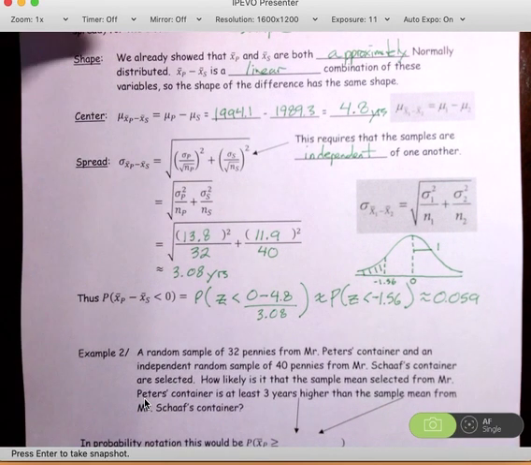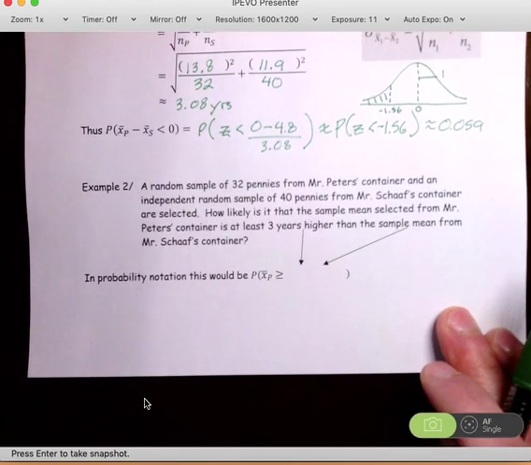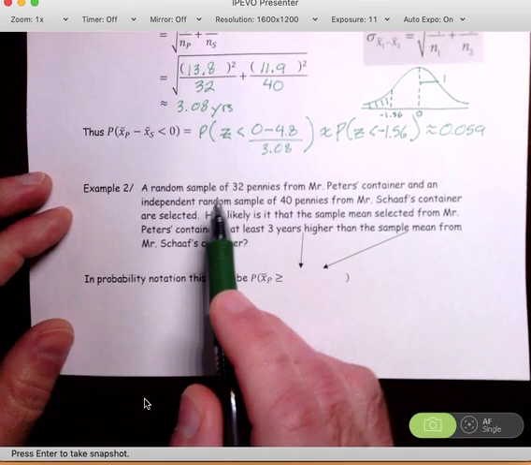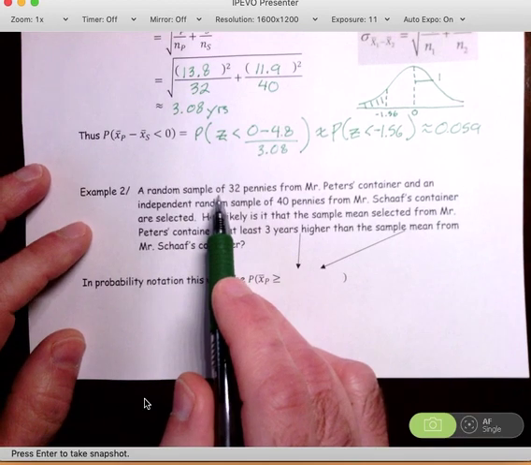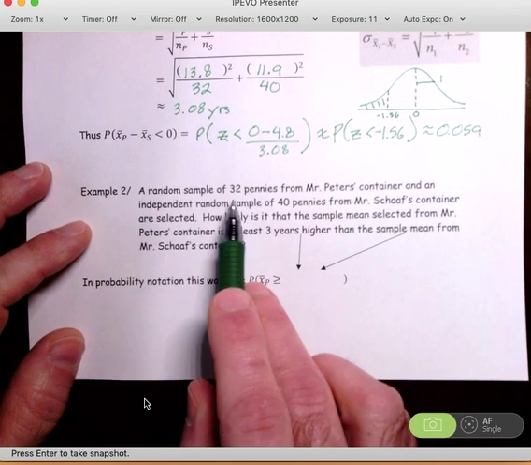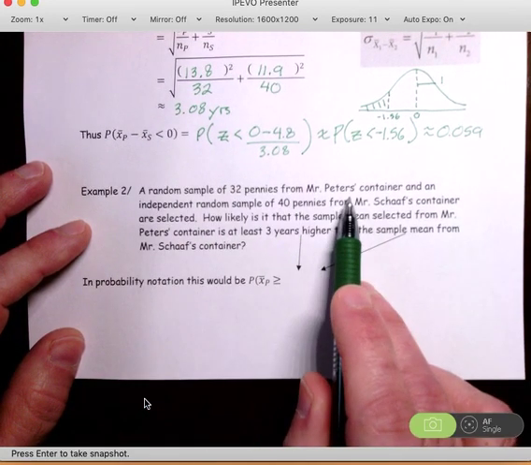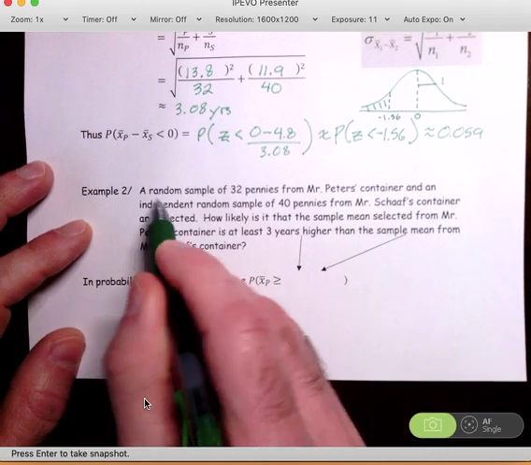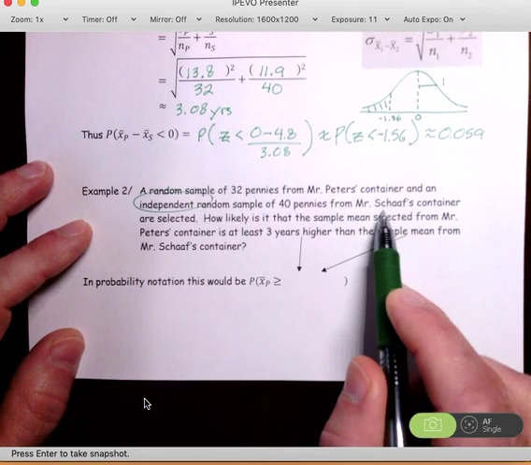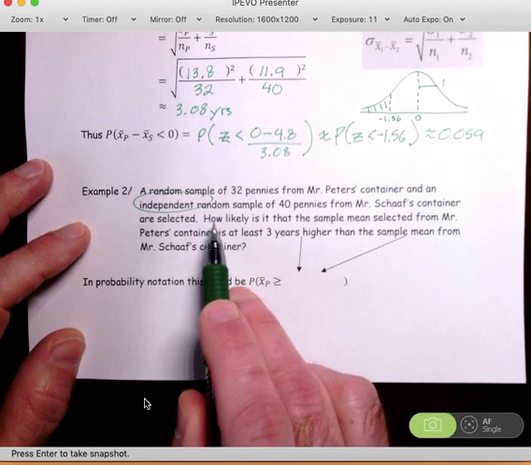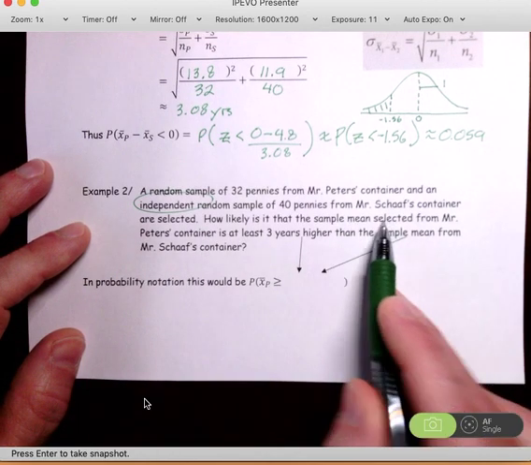So let's calculate just for the sake of practice. Let's try one more. So again, we'll keep the same sample sizes so we can use the same standard deviation. A random sample of 32 pennies from Mr. Peters' container and an independent random sample of 40 pennies from Mr. Schaaf's container are selected. How likely is it that the sample mean selected from Mr.